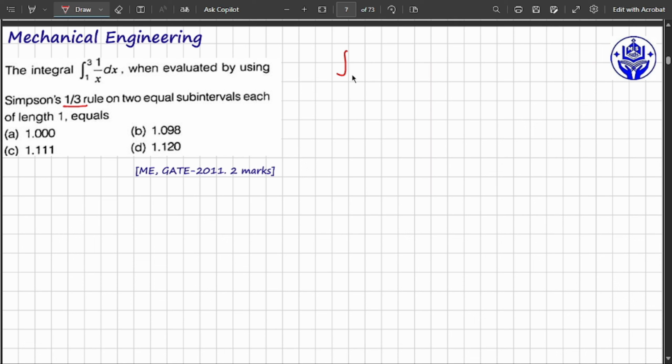So it is the integral from 1 to 3 of 1/x dx. Sometimes you will have data and sometimes you will not have data and you will have a function. So here my function f(x) is 1/x, and I have a = 1, b = 3. Then I can easily find my h. Here the interval size is given as 1.